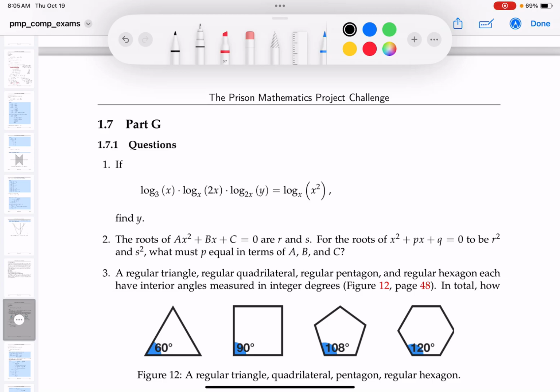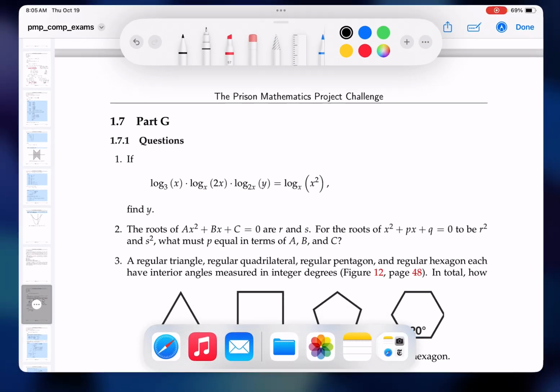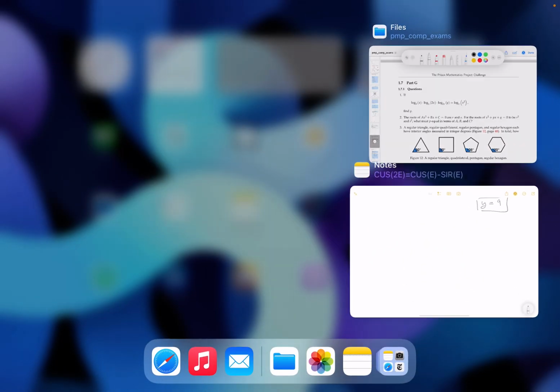On number 2, it says the roots of this quadratic are r and s. Find the roots of x squared plus px plus q equals 0. For the roots of x squared plus px plus q equals 0 to be r squared and s squared, what must p equal in terms of a, b, and c? I don't know. So let's take a look.